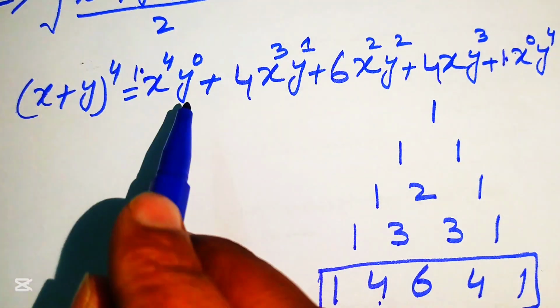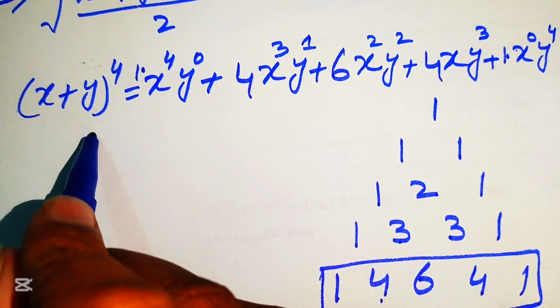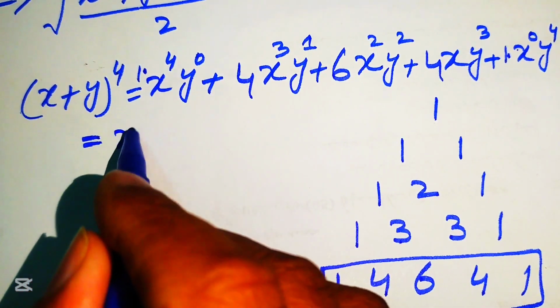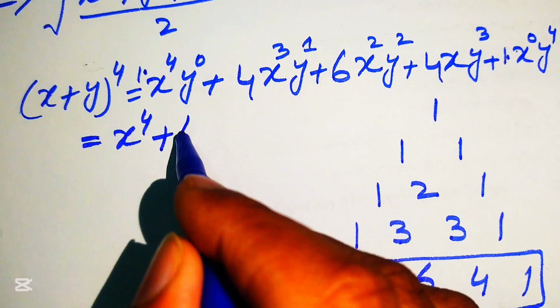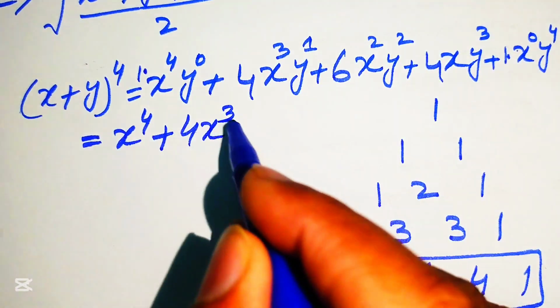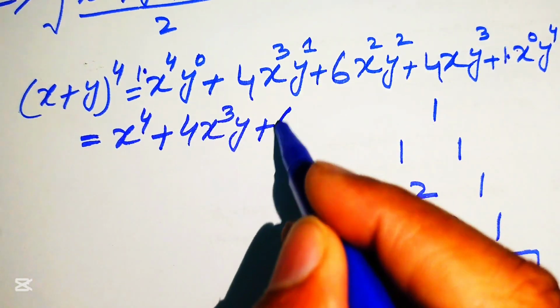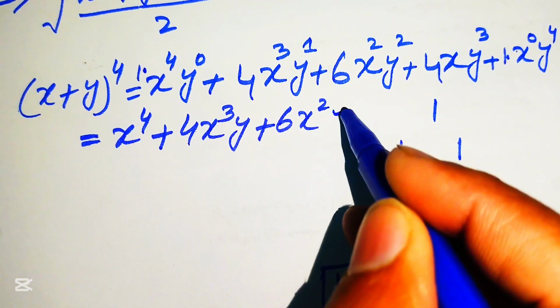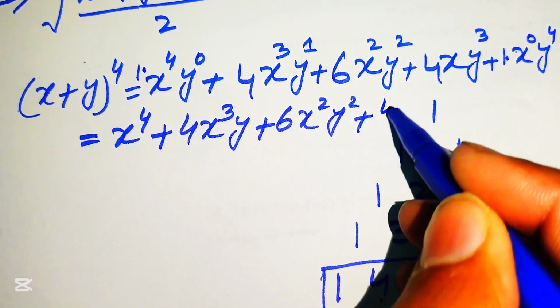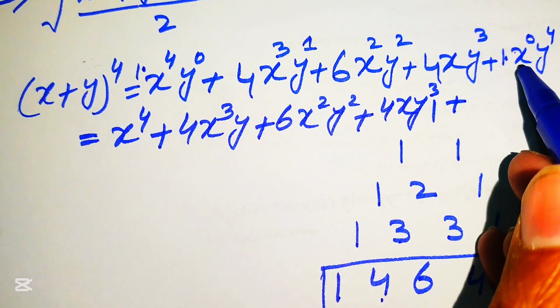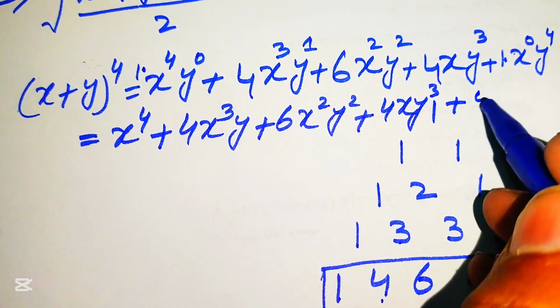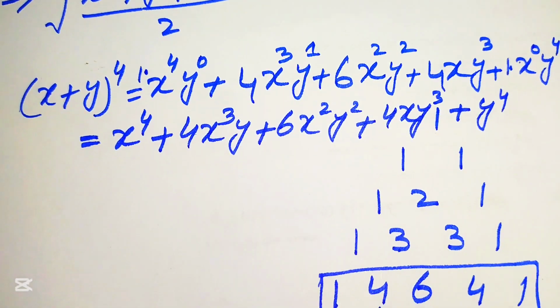Okay, so we will just write this expression in simplified form. This is x to the power 4, because y to the power of 0 is 1, plus 4 times x cubed y, plus 6 times x squared y squared, plus 4 times x y cubed, and at the last we have x to the power of 0 is 1, and we get y to the power of 4.